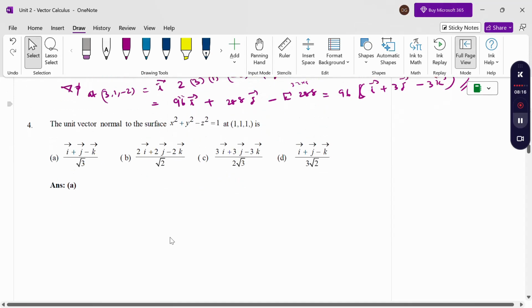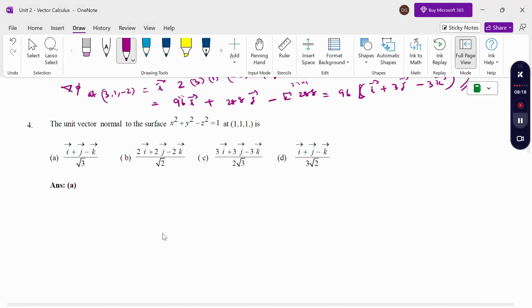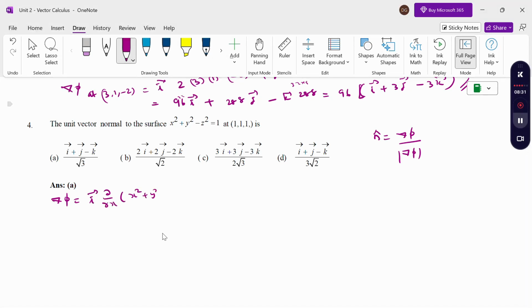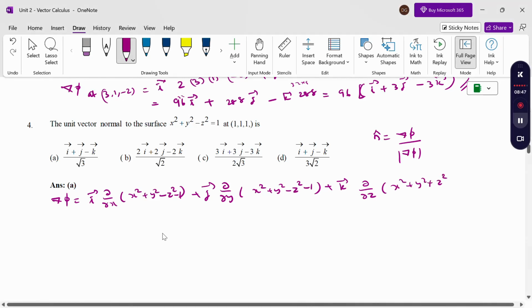Then the unit normal is n cap equal to del phi by del phi modulus. So find del phi: I dou by dou x of x square y square minus z square, plus j dou by dou y of x square y square minus z square minus 1, this minus 1 is the right hand side value, plus k vector dou by dou z of x square y square z square minus 1.